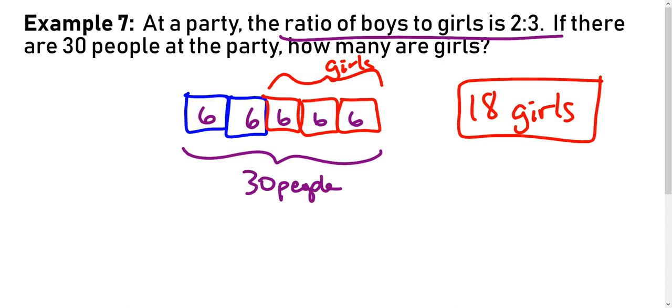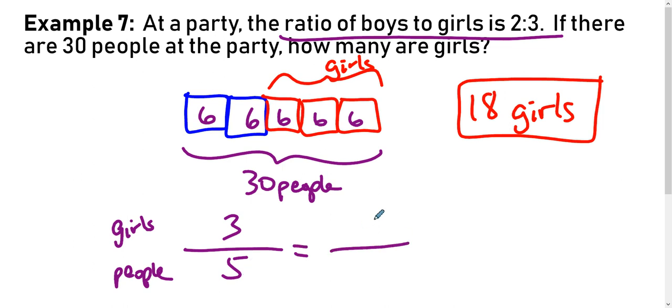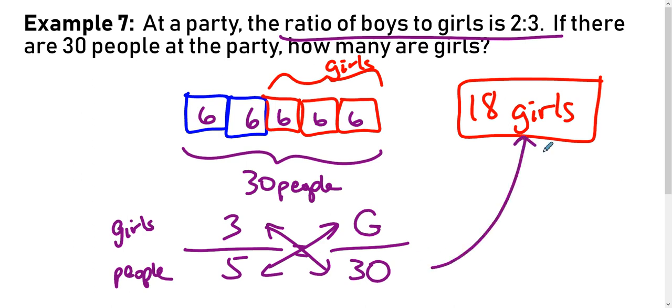Other people work this out by saying, if the ratio of boys to girls is 2 to 3, then the ratio of girls to people is 3 to 5. And if the ratio of girls to people is 3 to 5, then we can figure out how many girls there are among 30 people. And this would have been something you would have worked out when you were young. And sure enough, you get 18 girls. That's the other way to think about this proportionally.